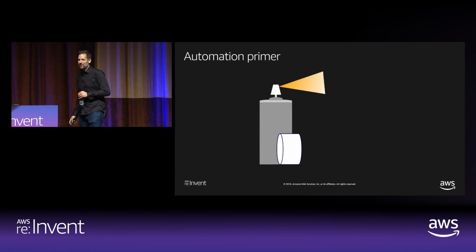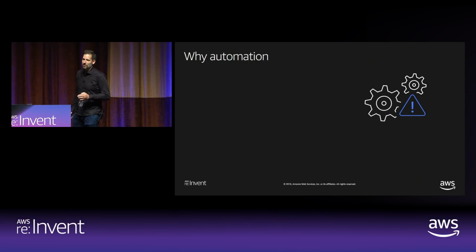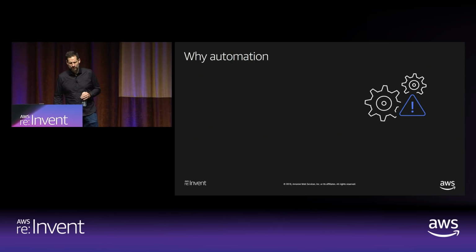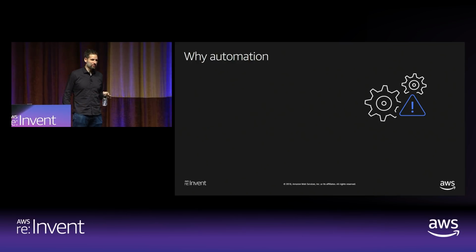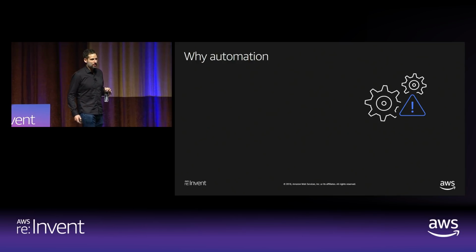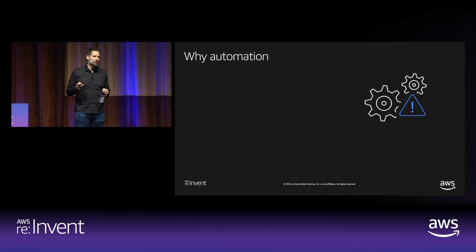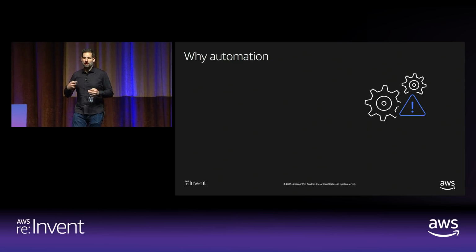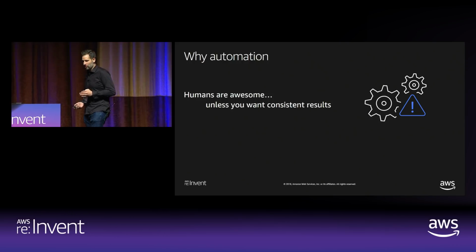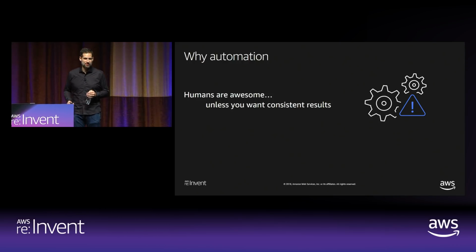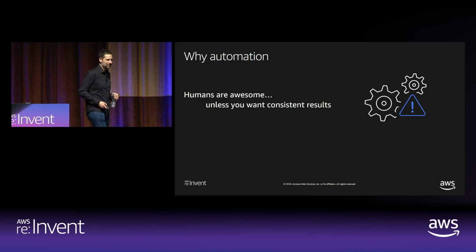So we're going to talk a little bit about the primer. First off, why automation? Why do you want to start using secure automation? And we're going to talk about the different levels and maturity of secure automation and sort of how you move between them, but also a little bit of gotchas, why you might not want to do some things. So first off, humans are awesome, unless you want consistent results. Then they start flaking a little bit.